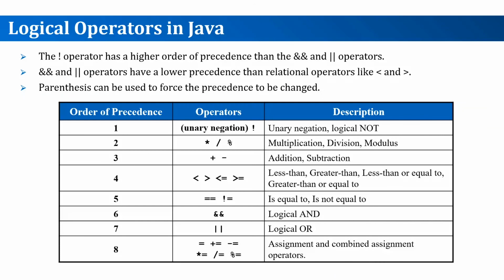Putting it all together, the logical NOT operator has the highest precedence, followed by multiplication, division, modulus, addition, and subtraction. Then come the relational operators. The logical AND and OR come after the relational operators, with the AND having higher precedence than the OR.